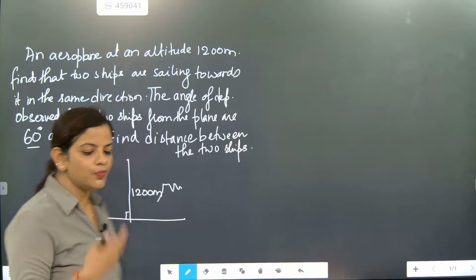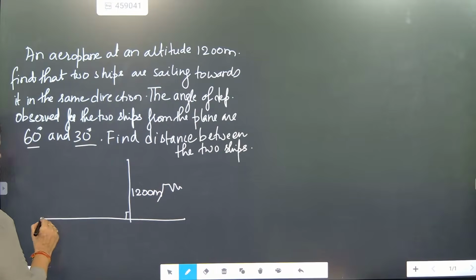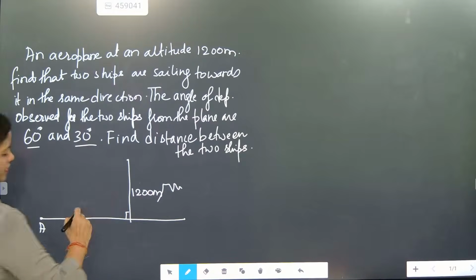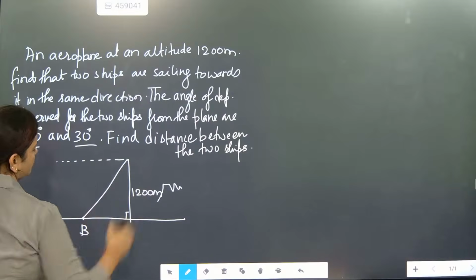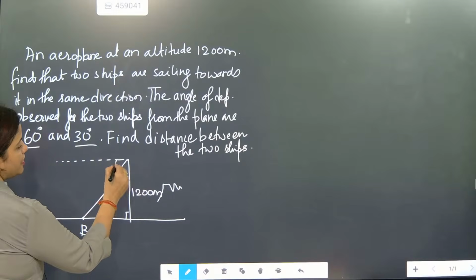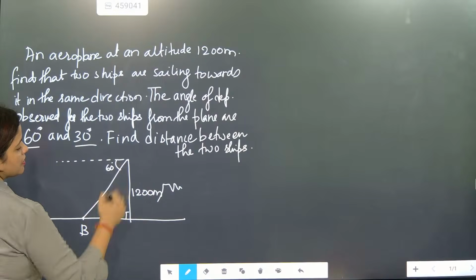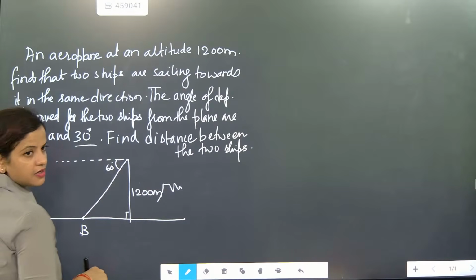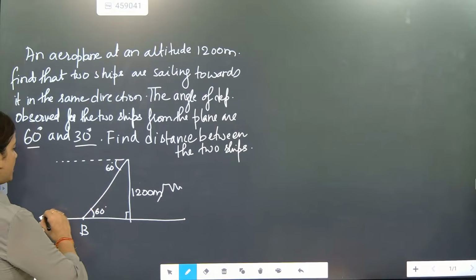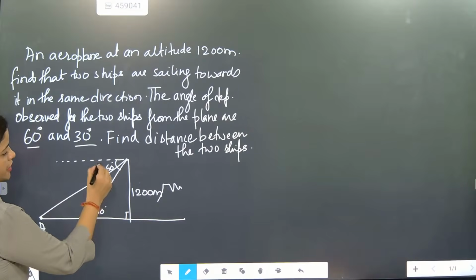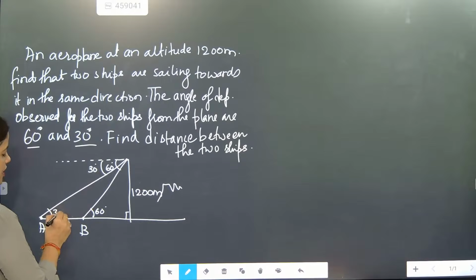So how are we going to proceed with the question? Now look at it. Let us consider our first ship is here. Our second ship is here. Now they both are sailing towards the aeroplane. Now this is the aeroplane, first depression. Whenever it is nearby, what will it be? 60 degree. Then far off will be coming as what? 30 degree, this is half only. So this will come as 30 degree and this is coming as 30 degree.